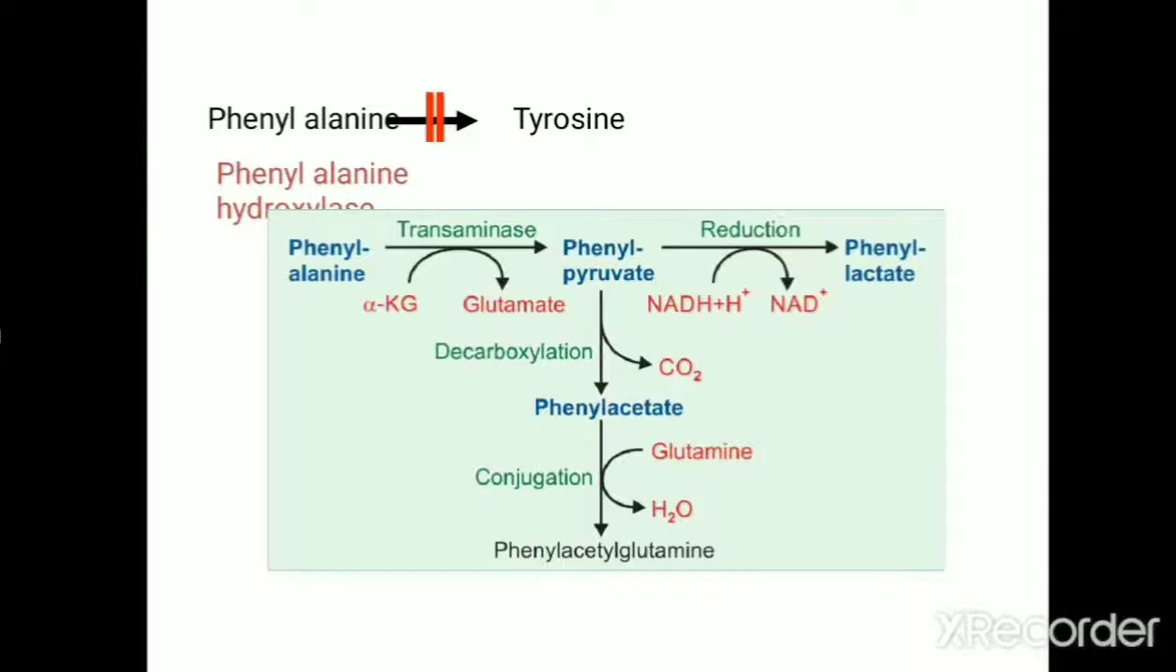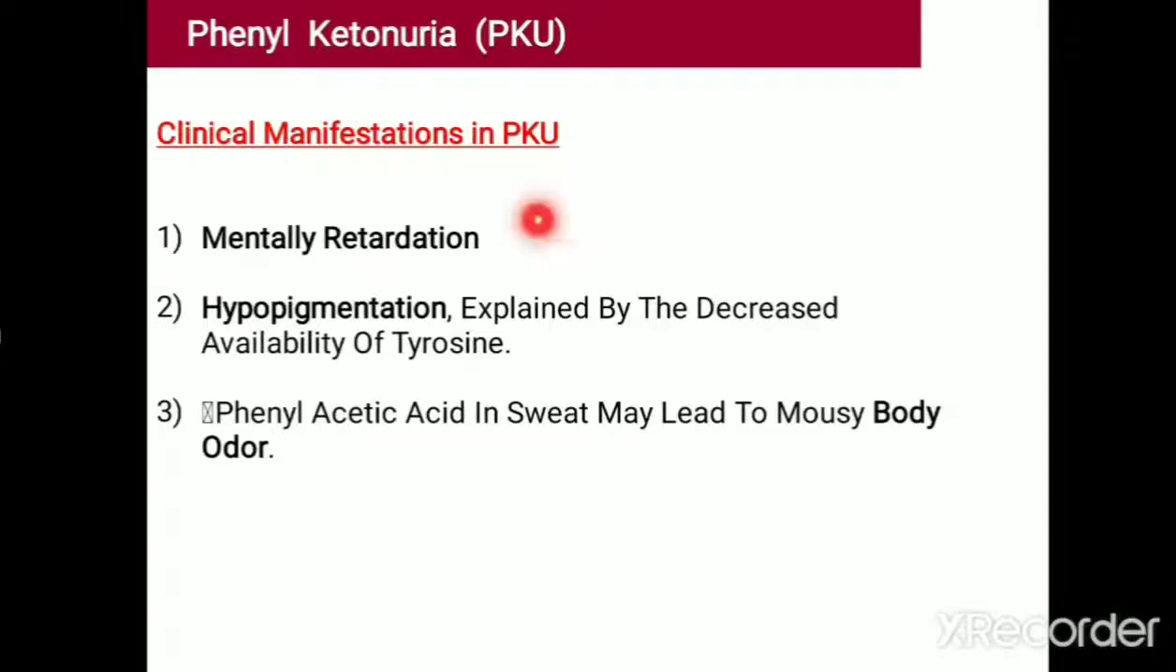Next we should write the subheading as clinical features. The clinical features are, one is mental retardation, and the second one is hypopigmentation. What is the reason for hypopigmentation? Because there will be defective formation of melanin, because melanin is derived from tyrosine. In phenylketonuria there will be deficiency of tyrosine, because phenylalanine is not converted into tyrosine, so that will lead to deficiency of melanin as well as catecholamine.